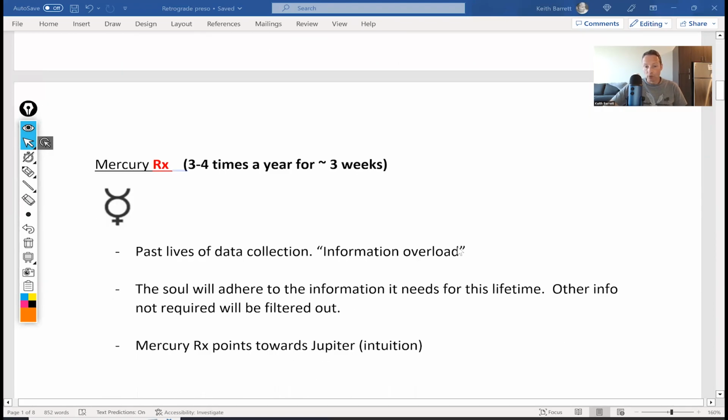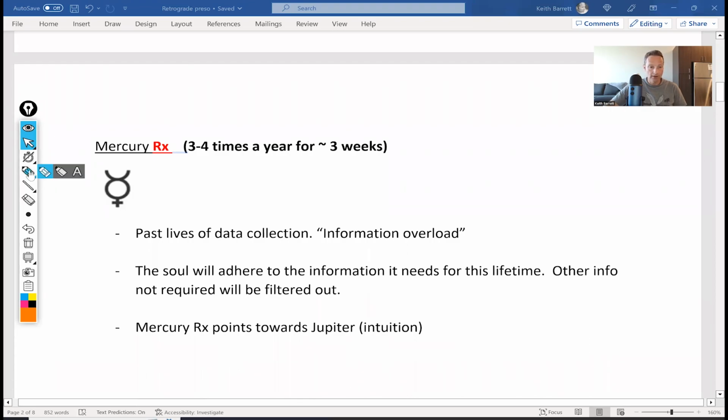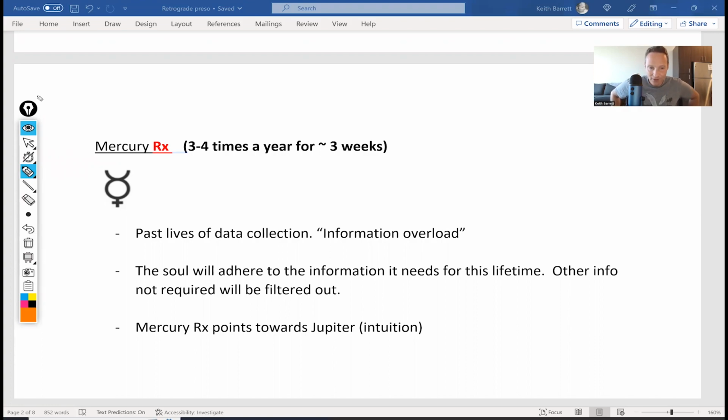And so now let's roll through each one of these symbols, right? So if you saw Mercury retrograde, if you have Mercury retrograde in your natal chart, so that happens about 3 to 4 times a year, and it's for the period of about 3 weeks, give or take, right?